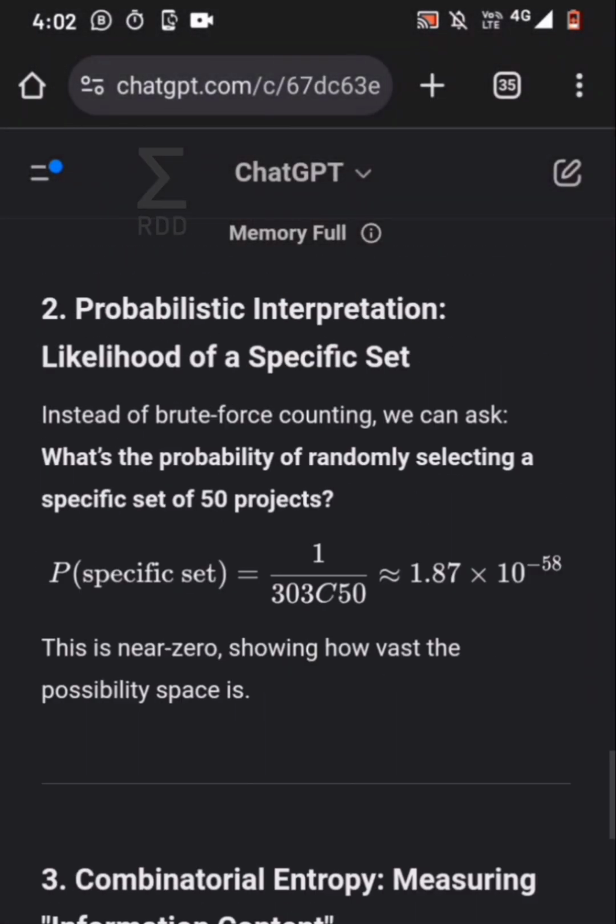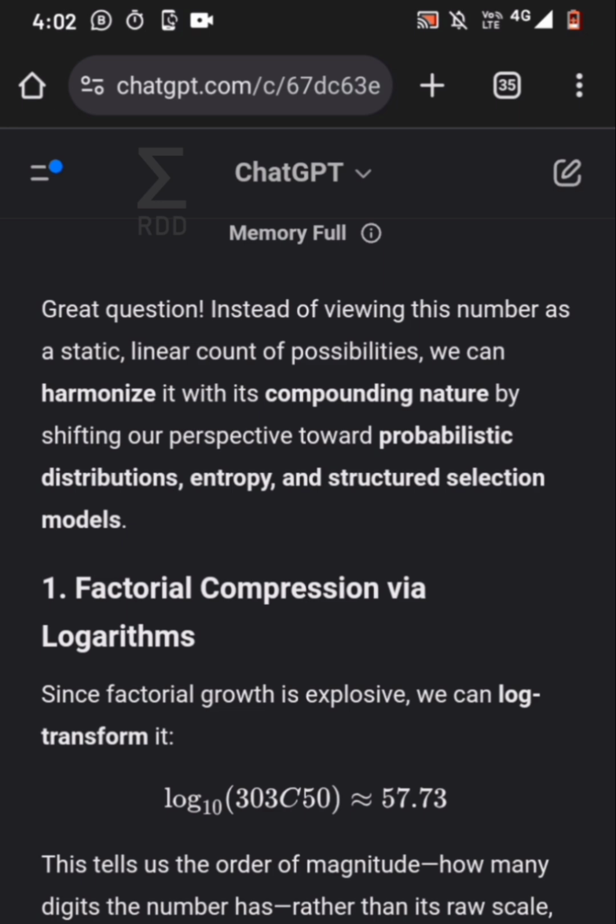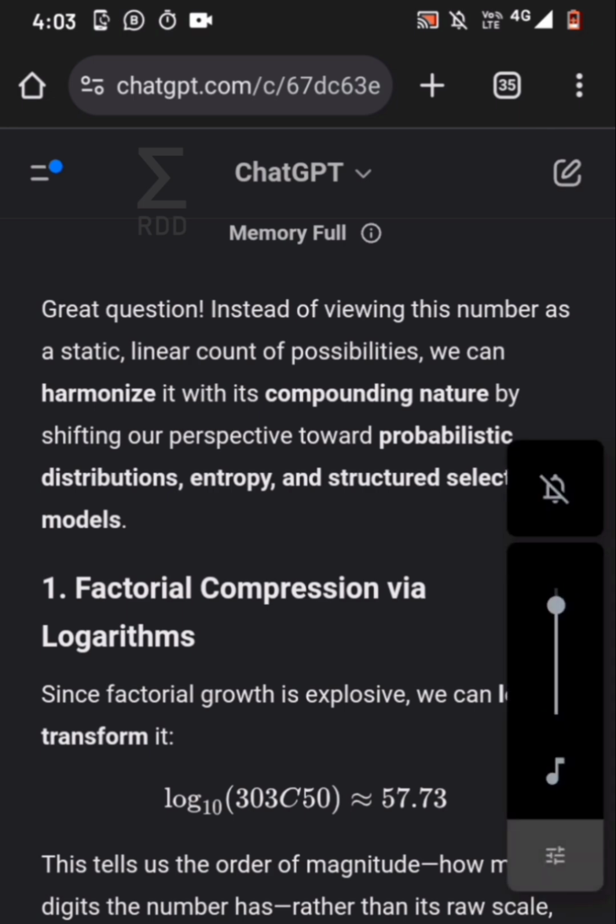Great question. Instead of viewing this number as a static linear count of possibilities, we can harmonize it with its compounding nature by shifting our perspective toward probabilistic distributions, entropy, and structured selection models.